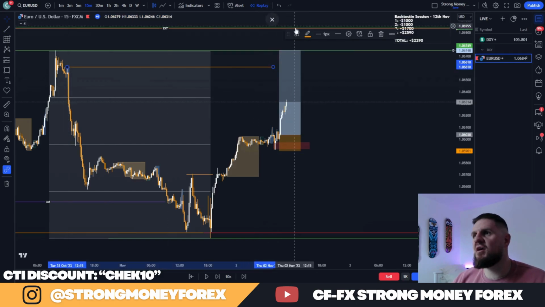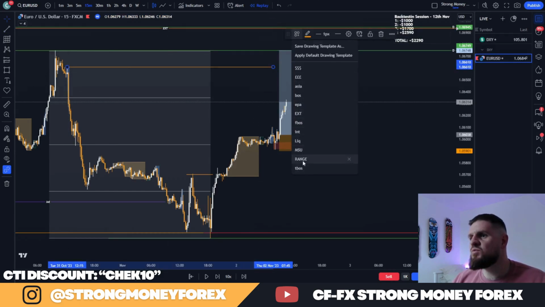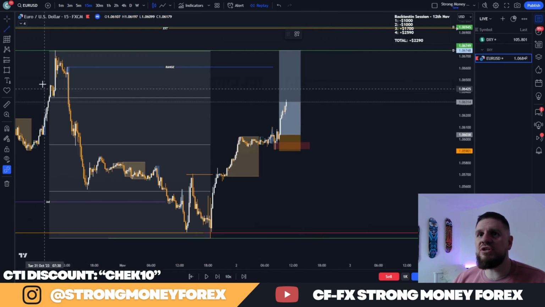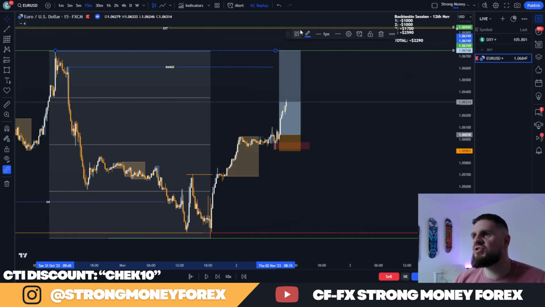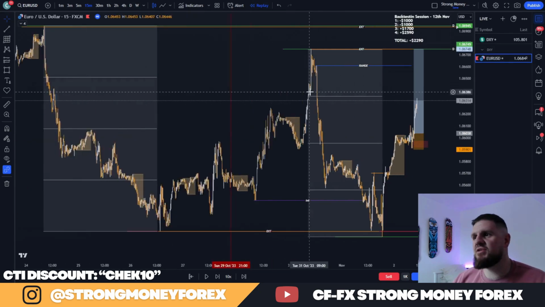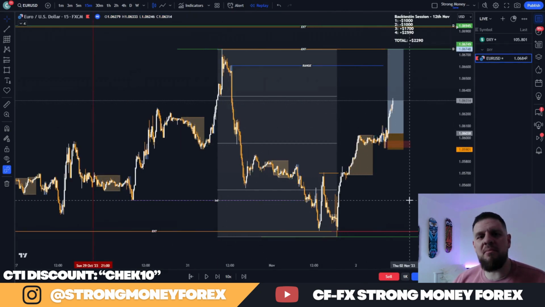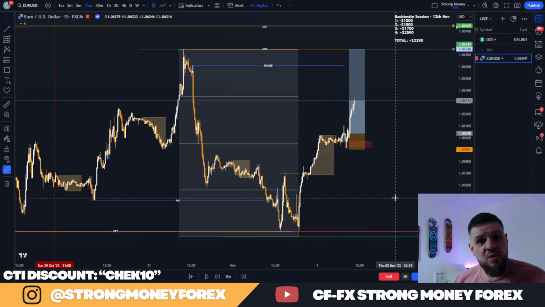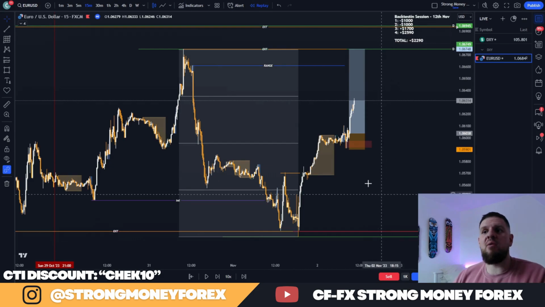Okay, we've got our new range liquidity here. It's worth just noting that this is internal liquidity, not external liquidity. Sorry, internal range. This is where it gets confusing. This range is internal to the major range. So this is a lower probability range to be trading from. Not saying that it wouldn't work, it wouldn't cause any reactions, but it's lower probability.